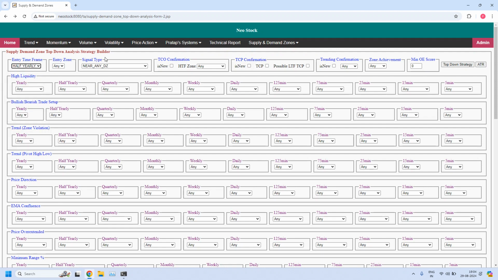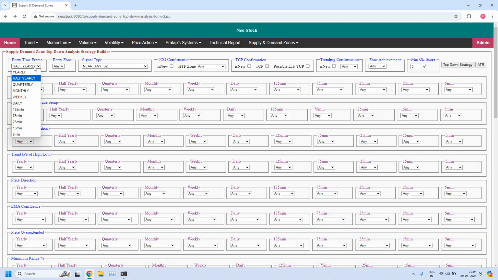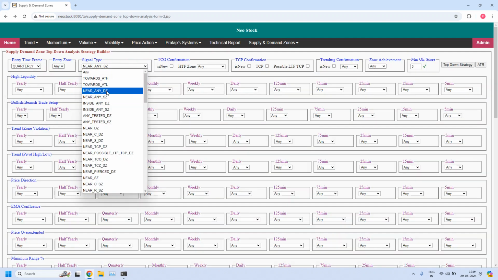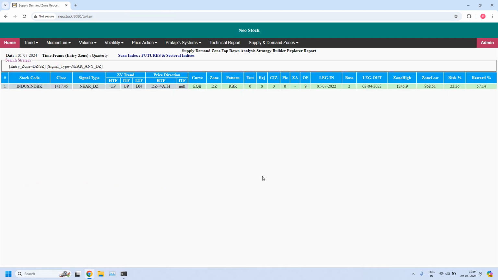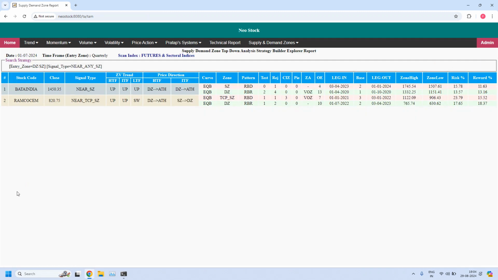For half-yearly time frame, let us find the stocks near half-yearly supply zone. One stock is filtered. The next time frame is quarterly. Let us find the stocks near quarterly demand zone. One stock is filtered near the quarterly demand zone. The next report is for quarterly time frame. Let us find the stocks near quarterly supply zone. Two stocks are filtered near the quarterly supply zone.